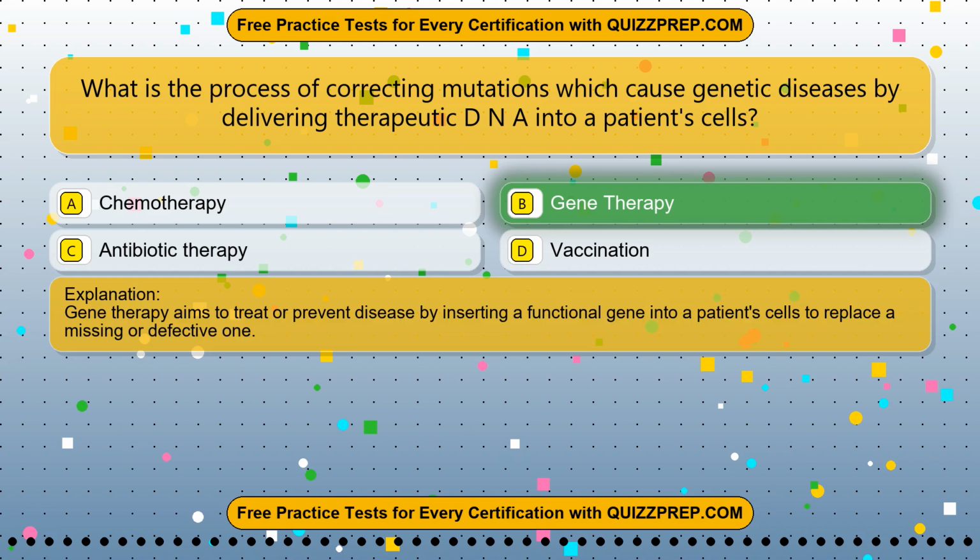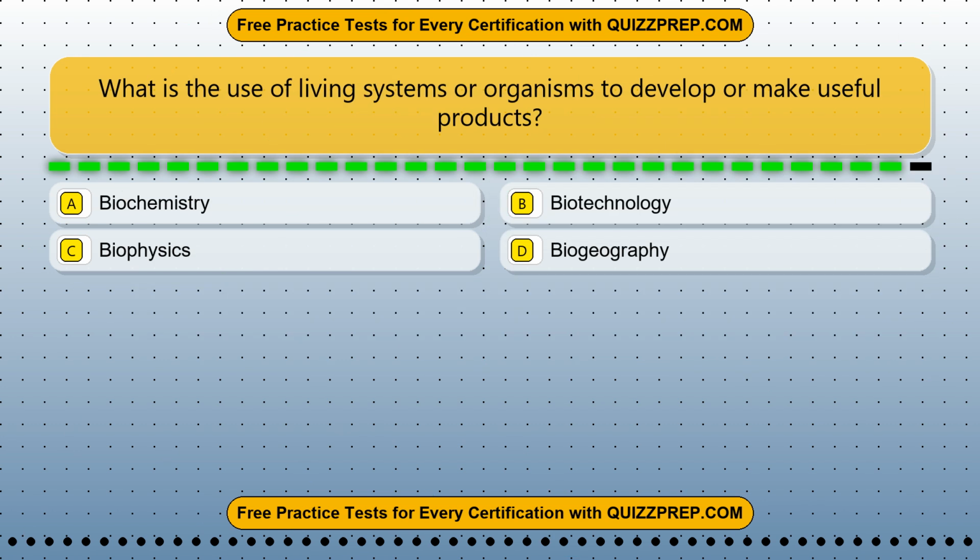Gene therapy aims to treat or prevent disease by inserting a functional gene into a patient's cells to replace a missing or defective one. Question 37. What is the use of living systems or organisms to develop or make useful products? Option A, biochemistry. Option B, biotechnology. Option C, biophysics. Option D, biogeography.